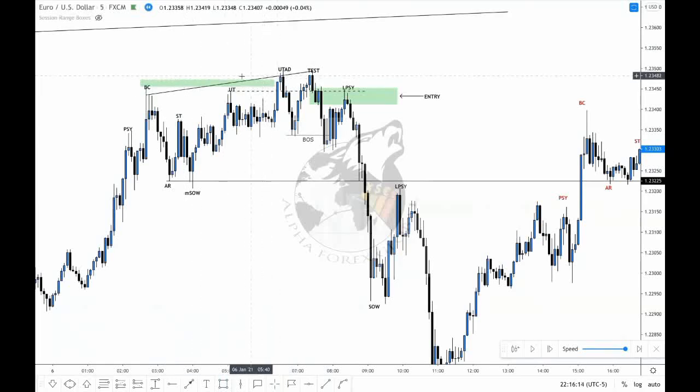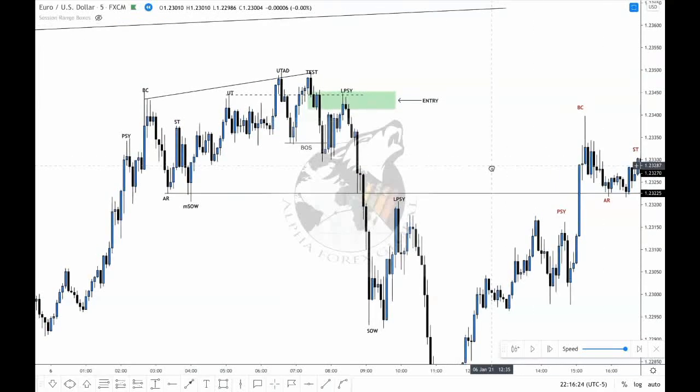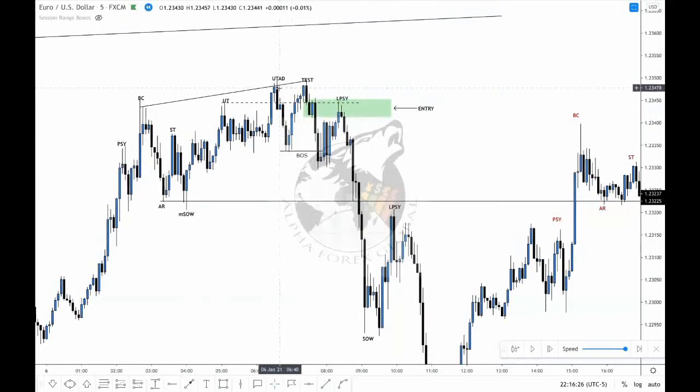So it takes liquidity and induces buyers, right? And then the market falls, right? So this is the last point in the distribution schematic, and then after that you have your test, right? Now the test is not always the safest place to take entry unless there was a break of structure, right?